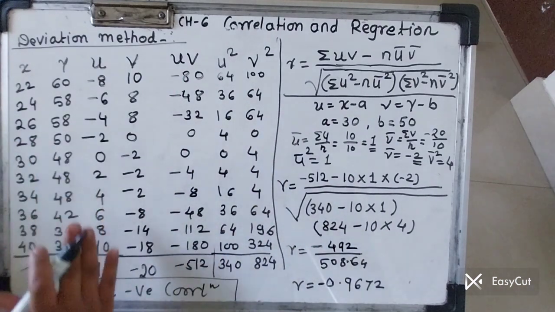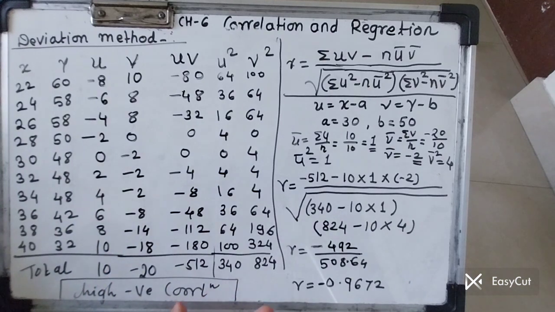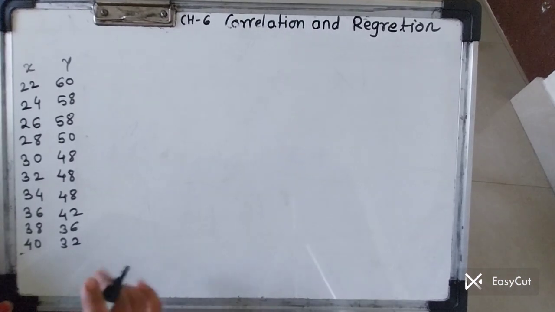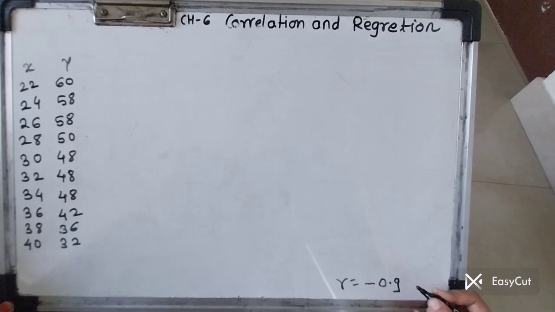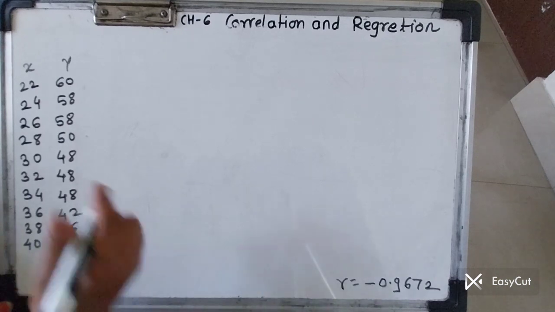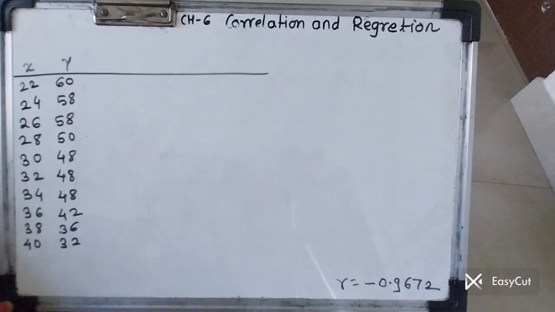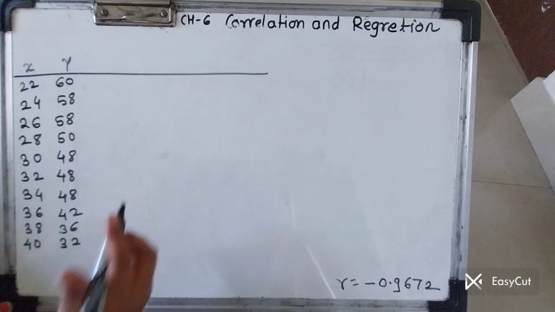We solve same example by direct method. Answer will be same. Okay. Now we will solve same example by direct method. Take a screenshot here. Now same example by direct method. What is the answer? Answer is R equal to minus 0.9672. Okay. So same answer, we will check whether it is correct or not.